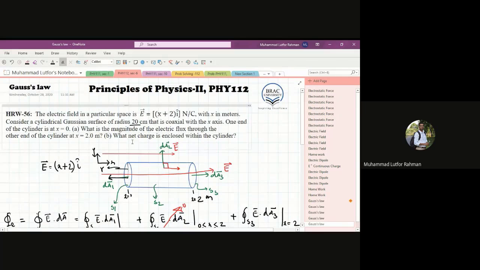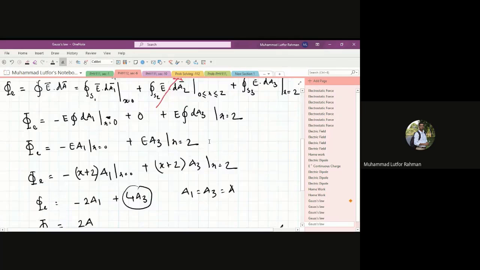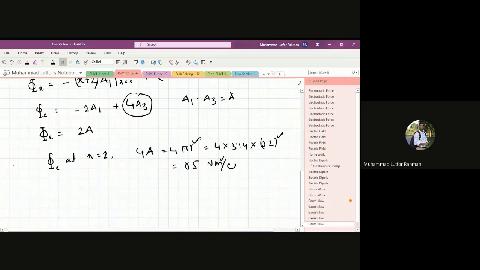The second one says what is the net charge enclosed by that cylinder? A net charge, to find out we'll write down this one. Net electric flux would be Q enclosed divided by epsilon naught, right?